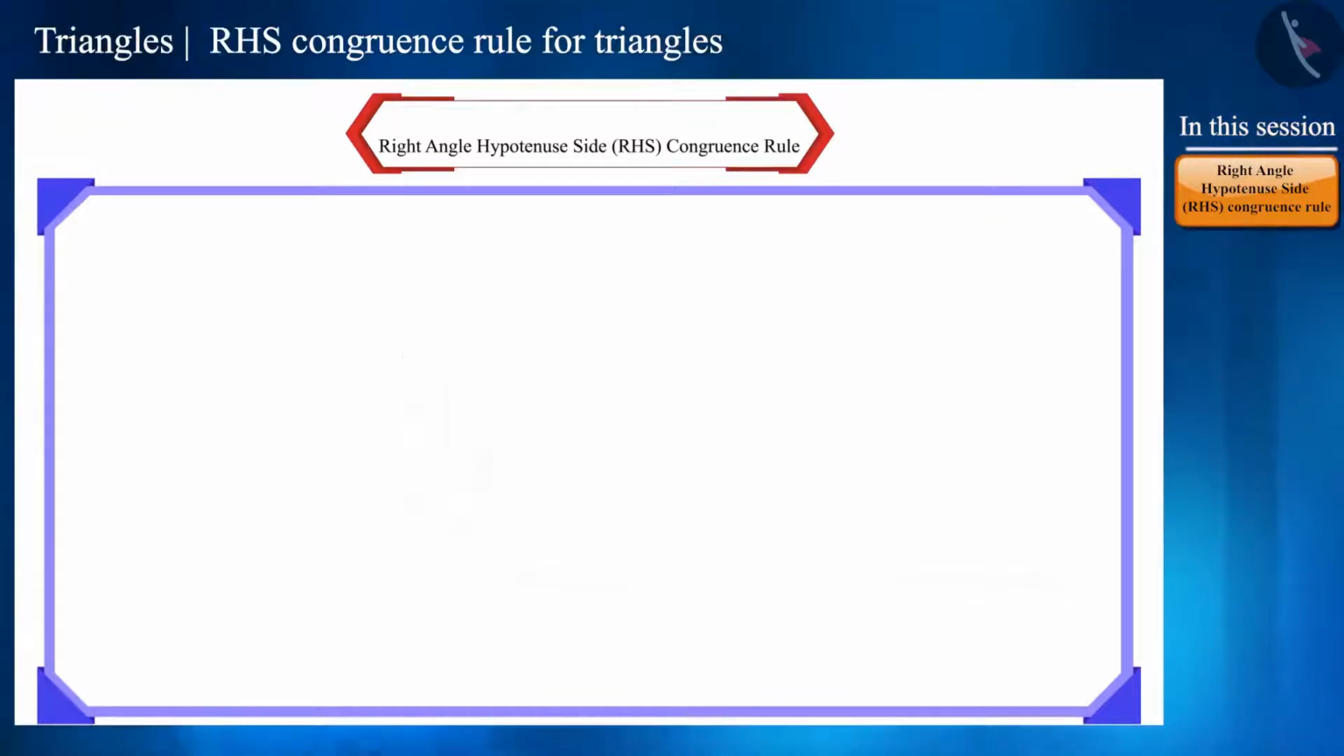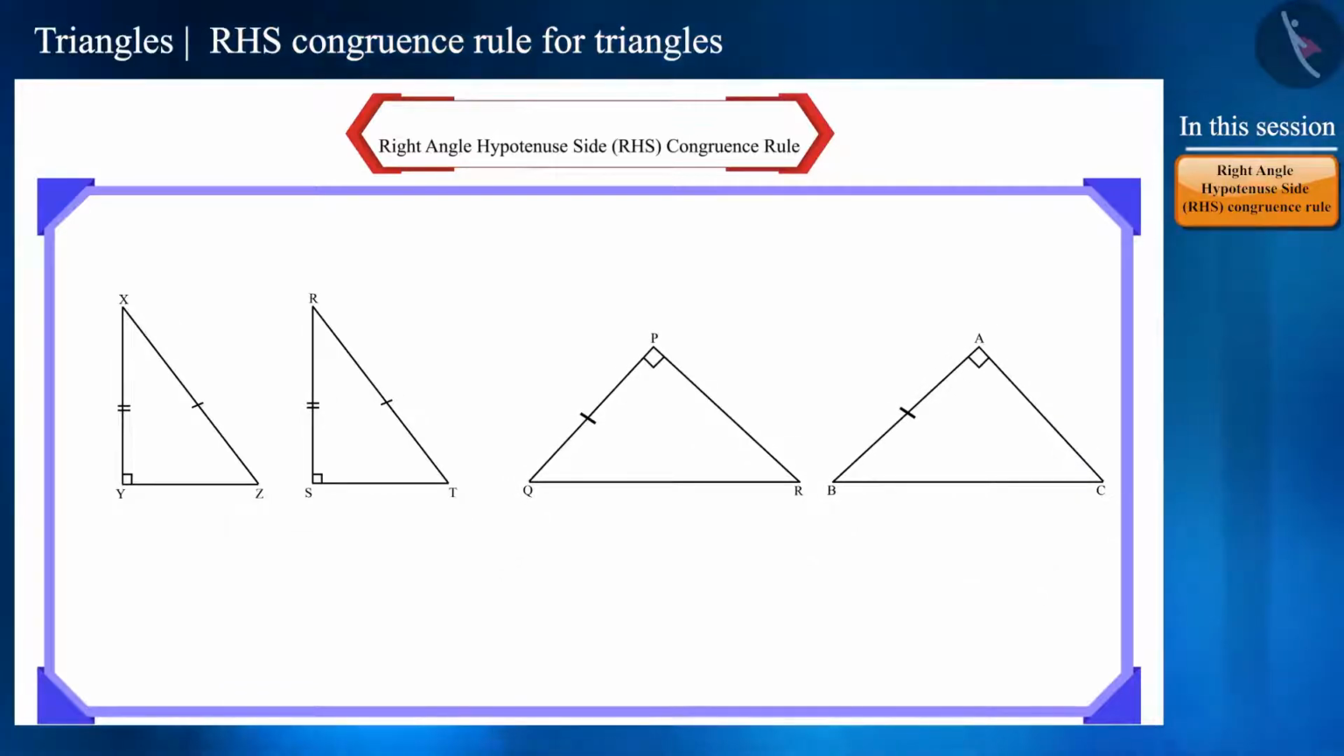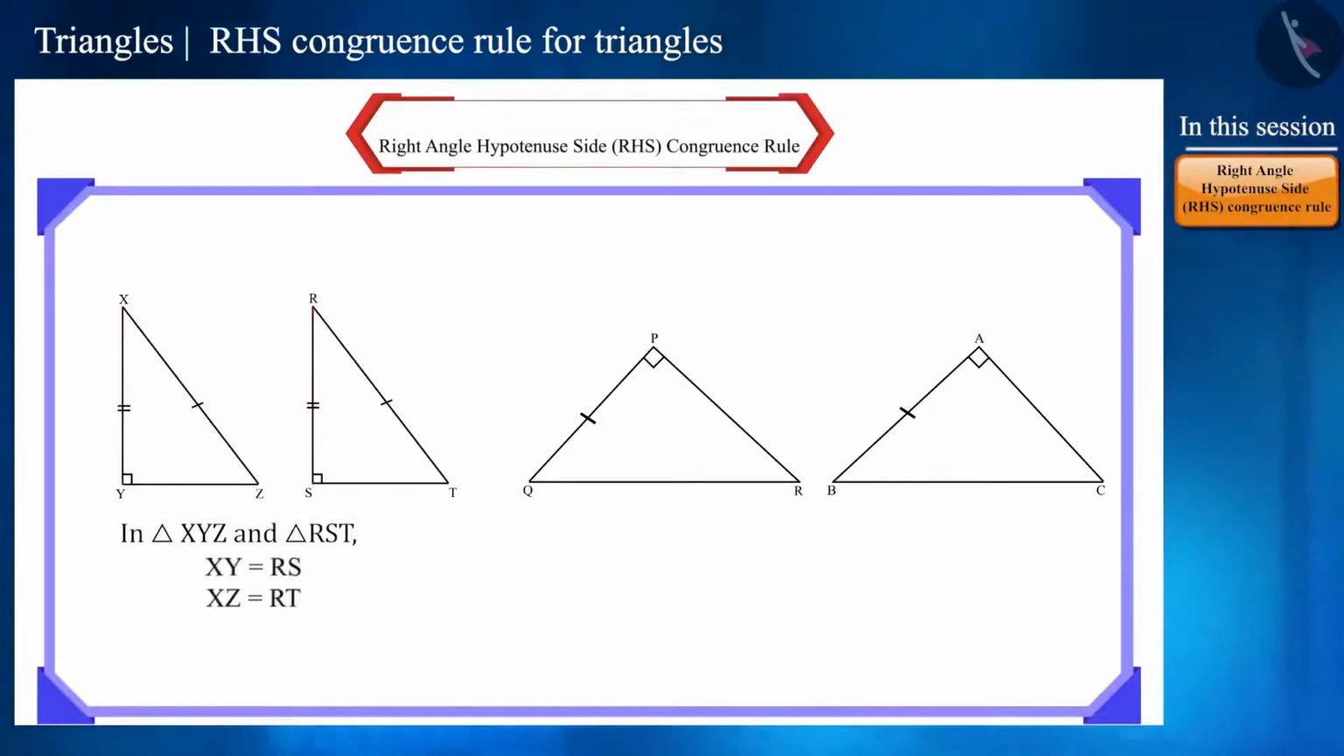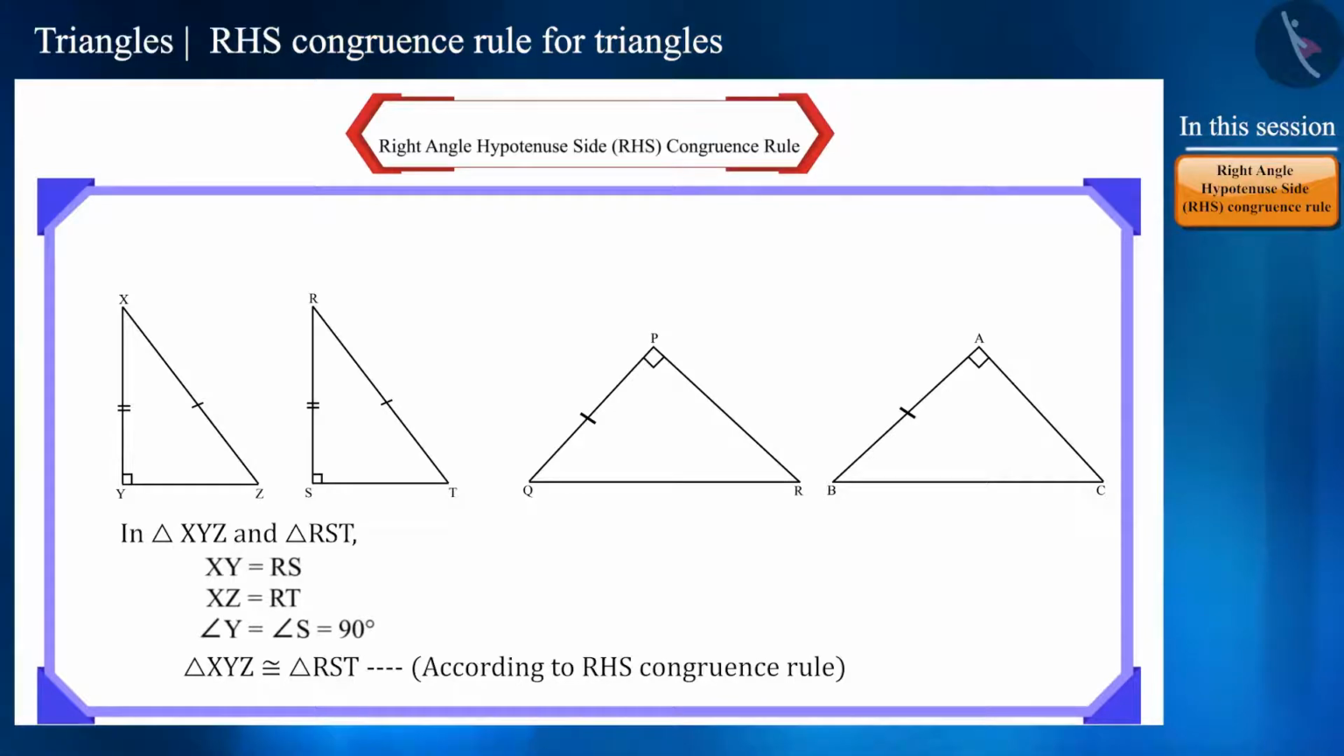Friends, a few pairs of triangles are displayed on the screen. Which of the following pairs of triangles are congruent according to the RHS congruence rule? In the first pair, both the triangles are right-angled as they have one equal side and equal hypotenuse. Therefore, they are congruent according to the RHS congruence rule.